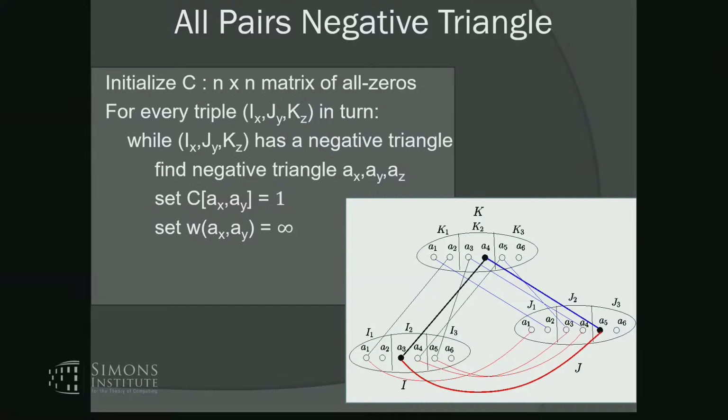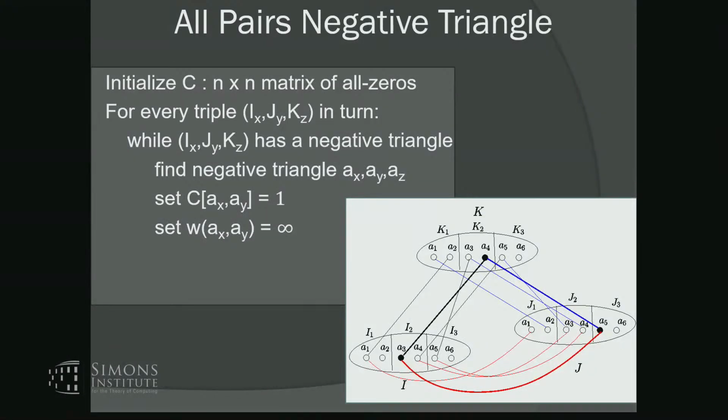Did that answer your question? Okay, good. So let's go again. They're indices of groups, and there's a little overload in notation: A_X is the node that you found in I_X, A_Y is the node in J_Y, and A_Z is the node in K_Z that you found.